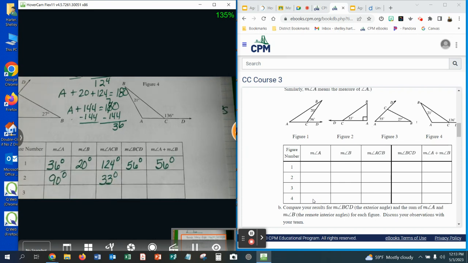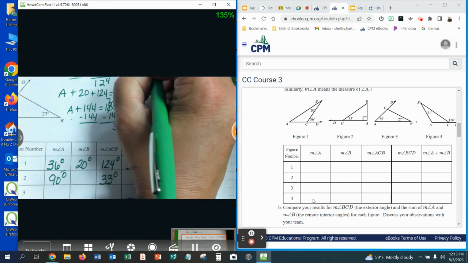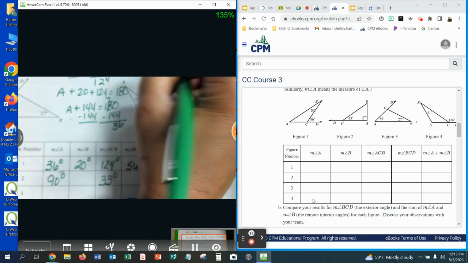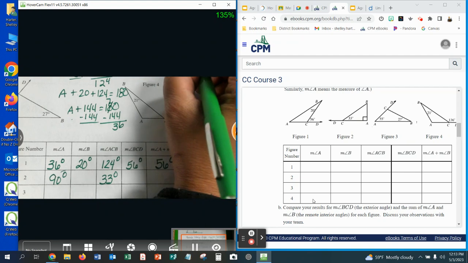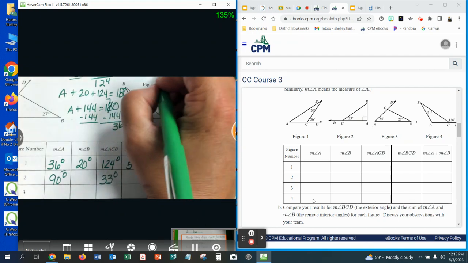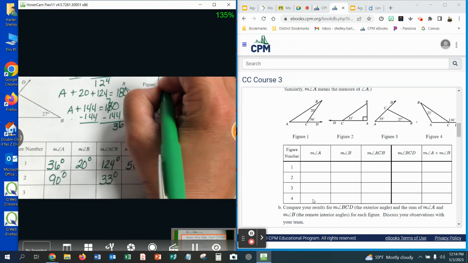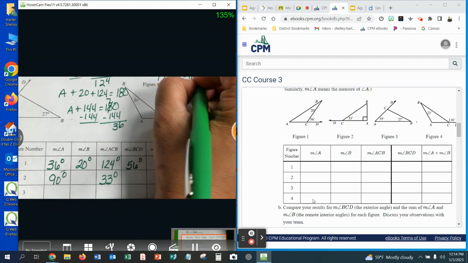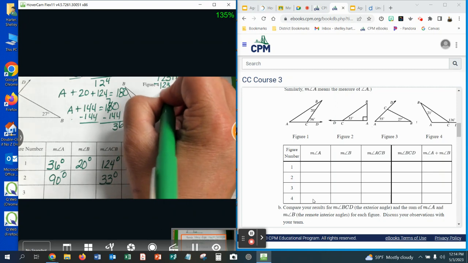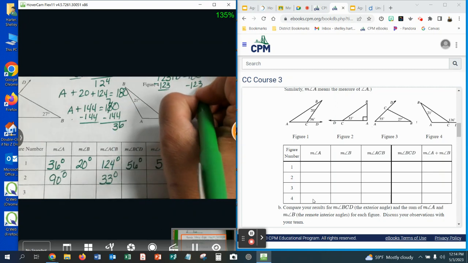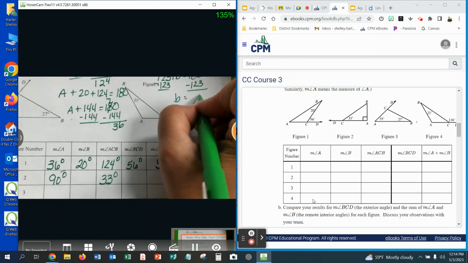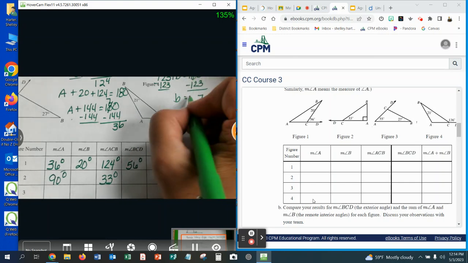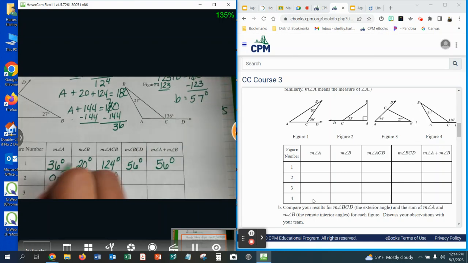How am I going to find that out? Great. So I have 90 plus 33 plus B equals 180, right? So this is going to be 123 plus B equals 180. Minus 123 from both sides. B equals 57 degrees.